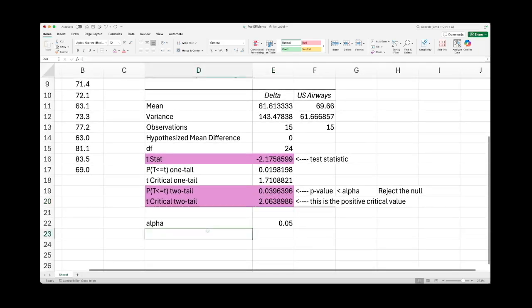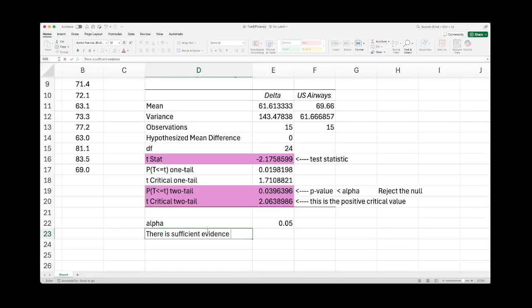So here we would say there is sufficient evidence from our samples to conclude that the fuel efficiencies for Delta and US Airways are different, because I rejected the null, and the null was that they were equal, and I have enough evidence to conclude that the alternative is true, which is that those averages are different. So I should say that the average fuel efficiencies are different.